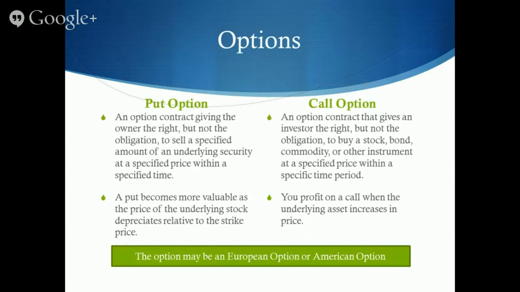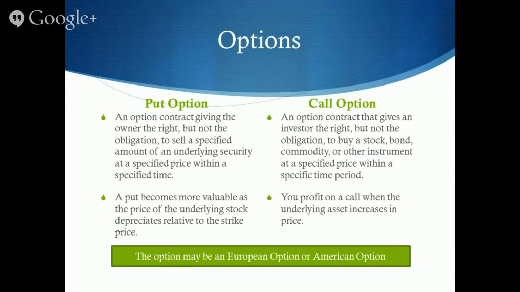So next we discuss options. There are two types of options: put option and call option. A put option is like you're getting a right but not an obligation to sell the security at a specified price and within a specified time. There are also two types, applicable for both put as well as call option: European or American. The basic difference is European can be exercised only at the due date, which is the maturity date, and American can be exercised during the whole duration.